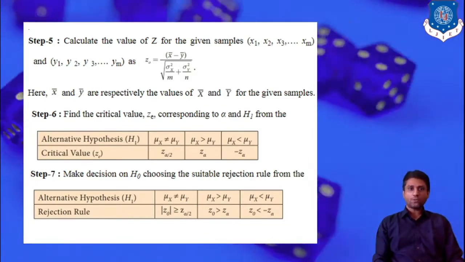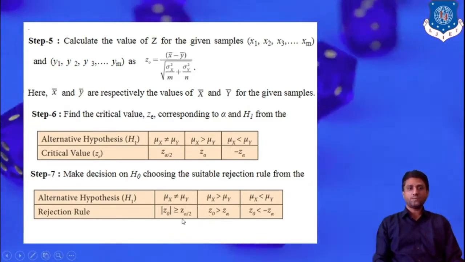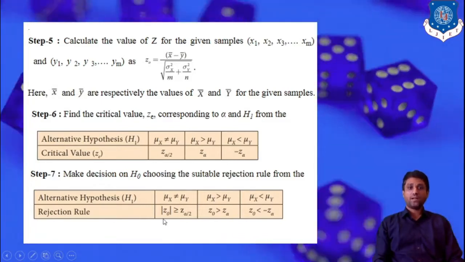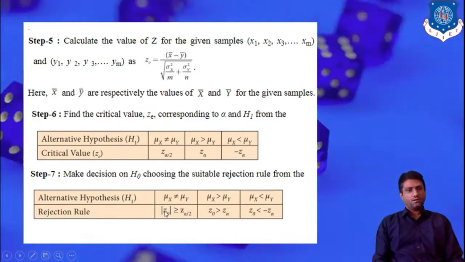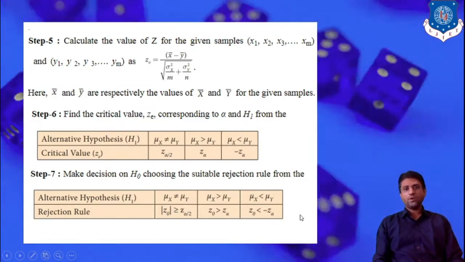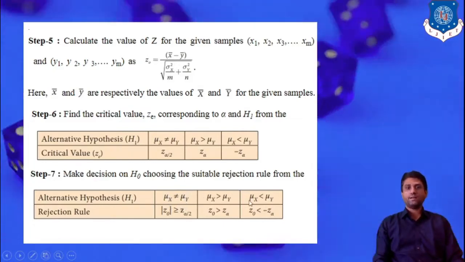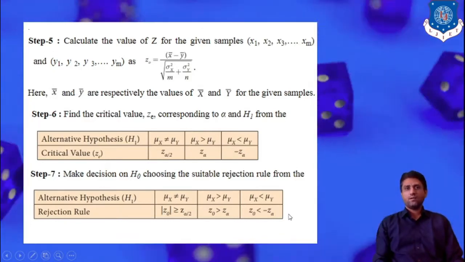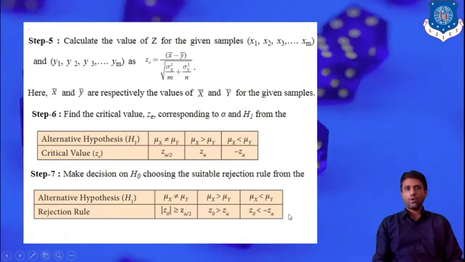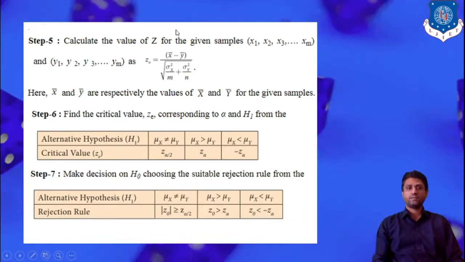Either the null hypothesis is rejected or the null hypothesis is not rejected. On the basis of this: if modulus of Z naught, that is Z observed, is greater than or equal to Z tabulated, irrespective of the test, whether it is a two-sided or one-sided tail test, then on the basis of this we give our decision whether the null hypothesis is rejected or not rejected. So this is the procedure to check this particular Z statistic.